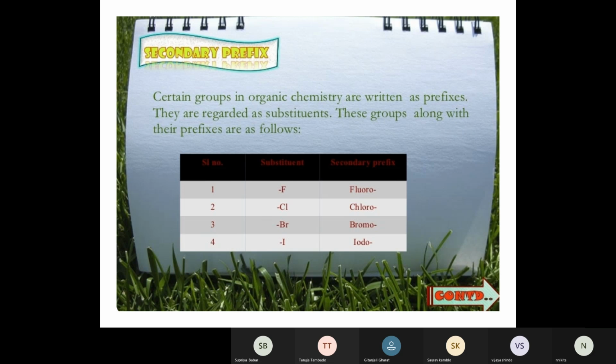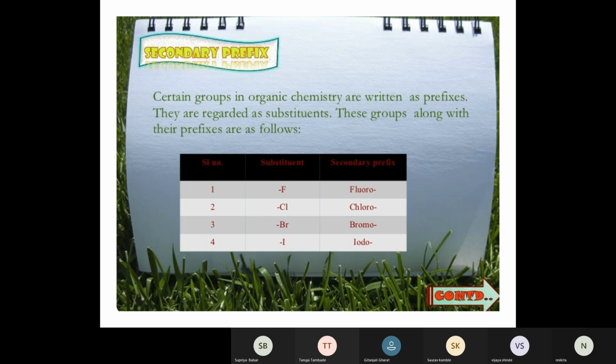See if the following groups are present. If fluorine is present in the compound, that F, that is fluorine, then the prefix we will use is fluoro. Then if chlorine is present, we will not write it as chlorine. We have to write the prefix, that is chloro. Then if bromine is present, we will write this prefix.